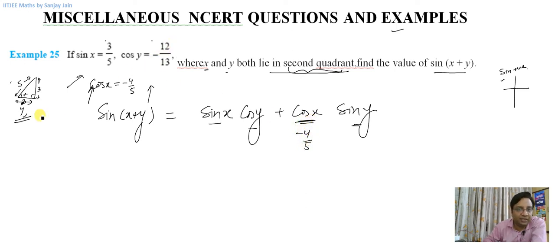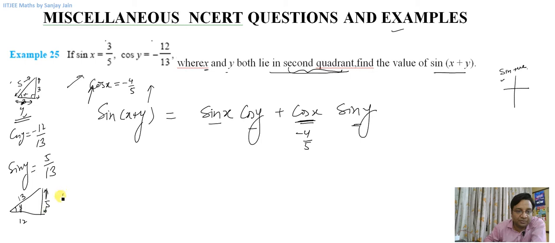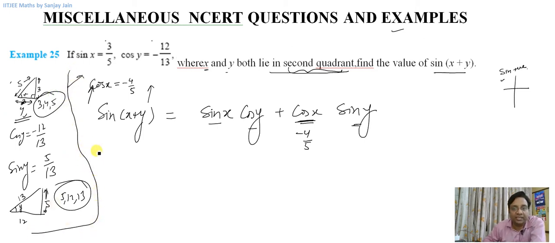So cos x is going to be equal to minus 4 by 5. And for example, cos y is given as minus 12 by 13. So I know sin y will be equal to 5 by 13, because again look at this triangle. If this is y, this side is 12, this side is 13. That is why cos y is equal to 12 by 13. Ignore the sign for a moment. Then this side will be 5, because 5, 12, 13 are Pythagorean triplets. Similarly 3, 4, 5 are Pythagorean triplets, right? So you can obtain value of sin y.